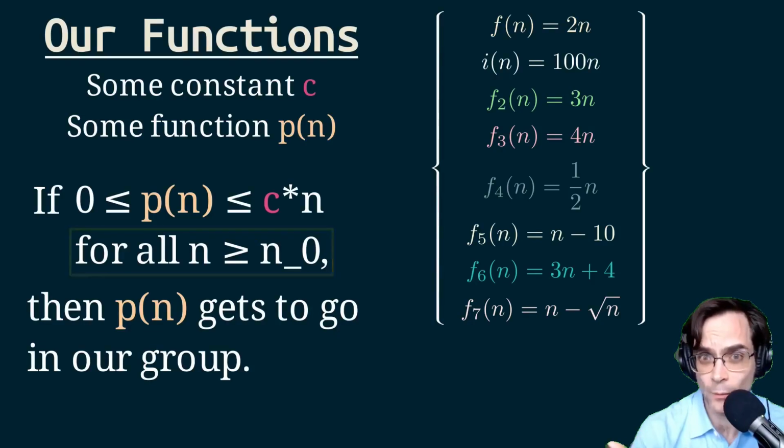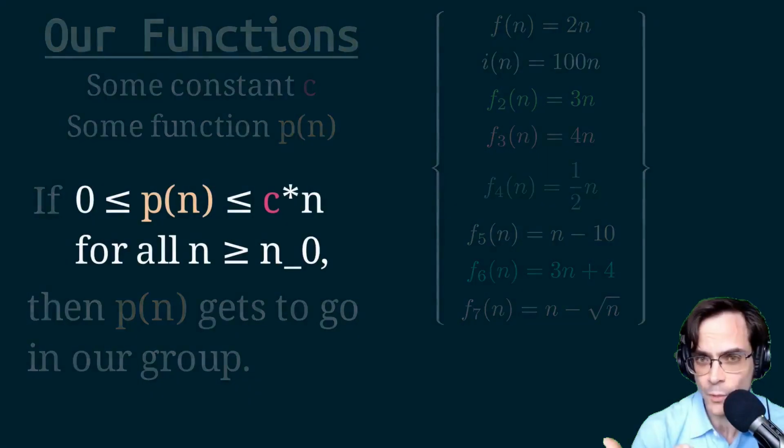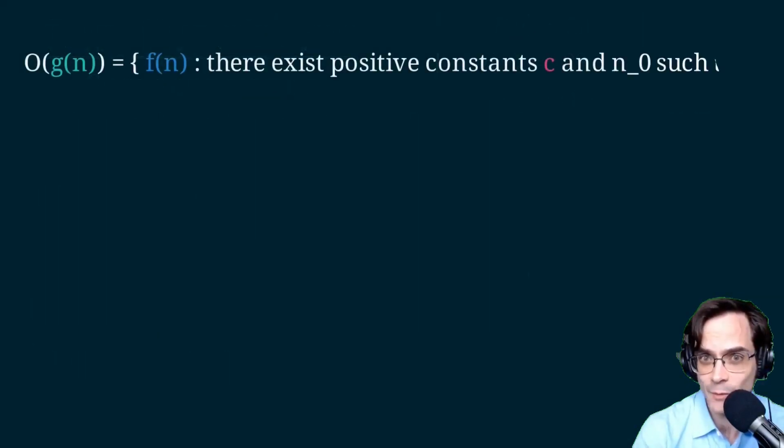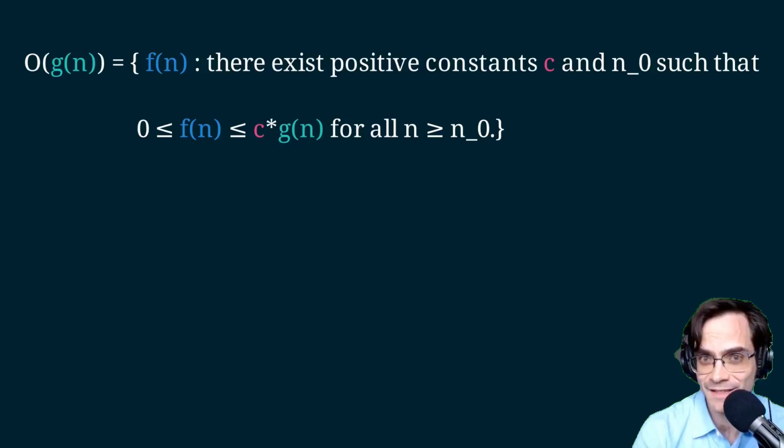We also have to say what c is. But this quick inequality we've built to represent what functions go in our group, this is really what big O is. At least it's what big O is for the simple linear function n. Now if we generalize this to be any function g of n, not just the simple linear one, and we write it up in a nice fancy way, we get this. This is the textbook definition of big O.